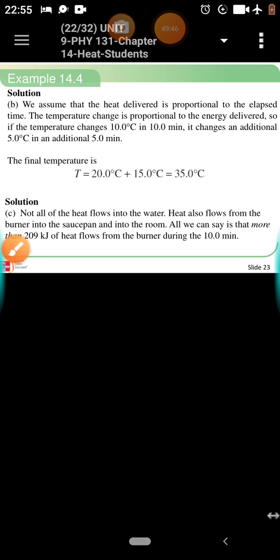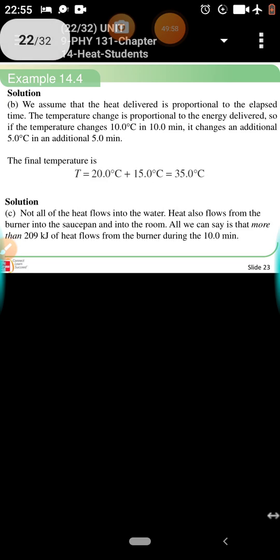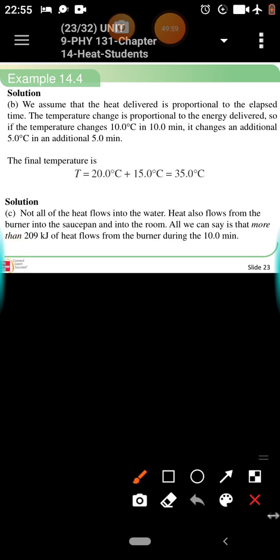So now let's go to B. What is the expected final temperature if the water were heated for an additional 5 minutes? If we add 5 minutes, we assume that the heat delivered is proportional to the elapsed time.